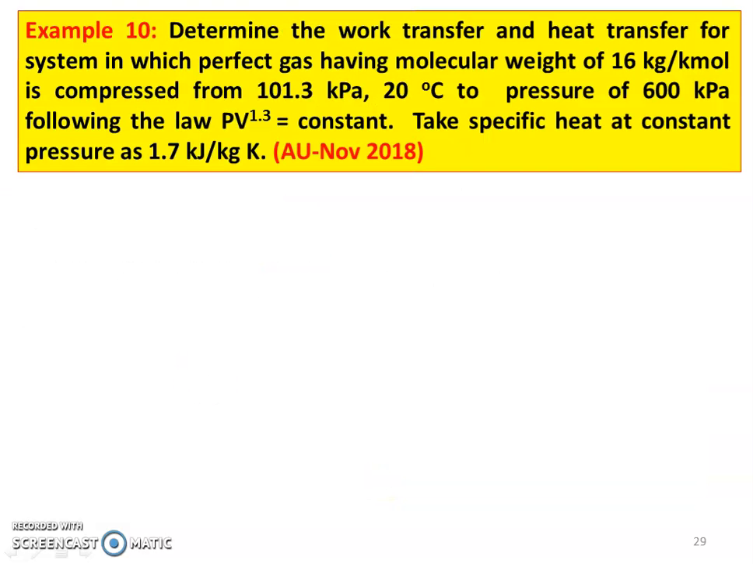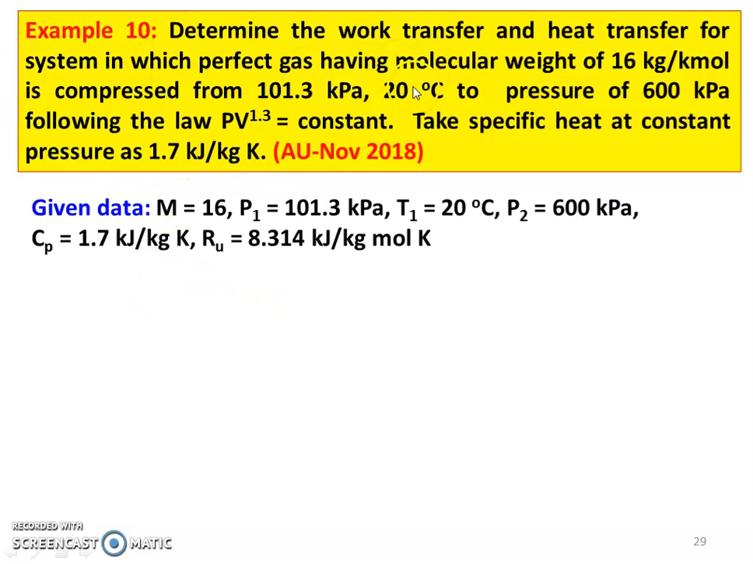Example number 10, from the November 2018 question paper. Determine the work transfer and heat transfer for a system in which a perfect gas having molecular weight of 16 kg per kilogram mole is compressed from 101.3 kPa and 20 degree Celsius to a pressure of 600 kPa following the law PV to the power 1.3 equal to constant. Take the specific heat at constant pressure as 1.7 kJ per kilogram Kelvin.